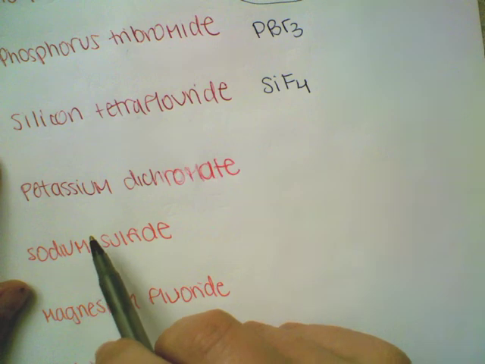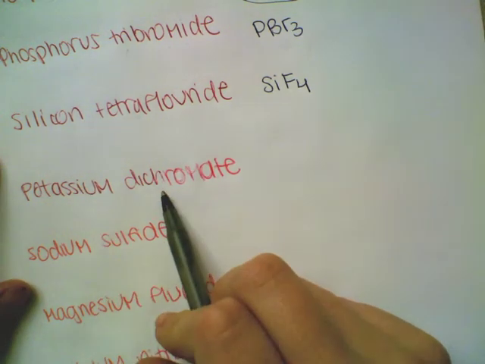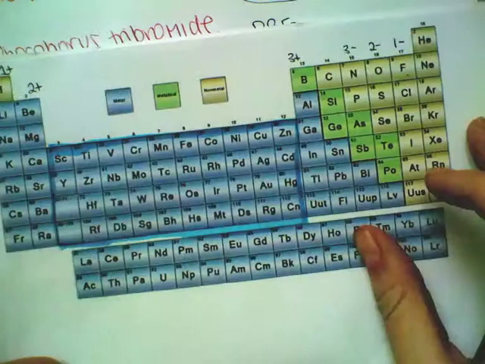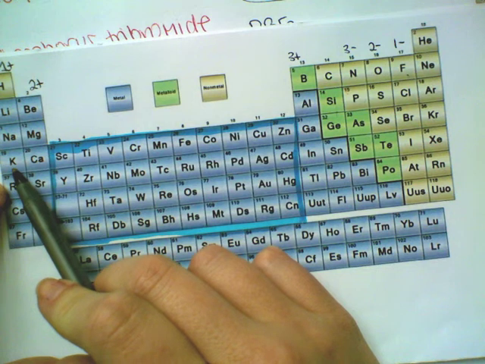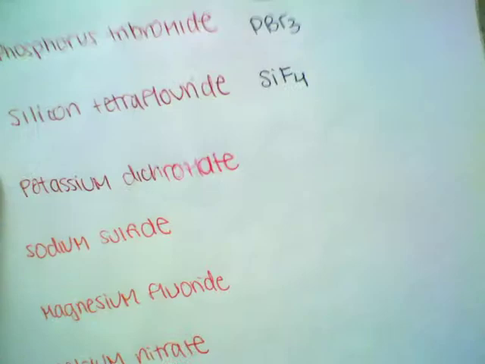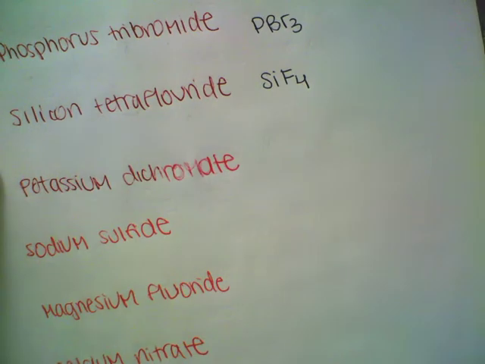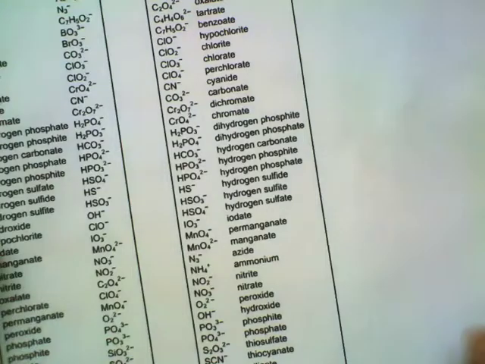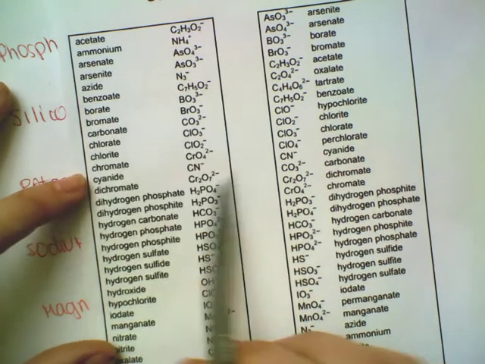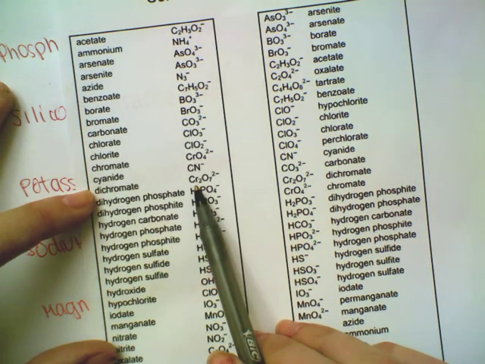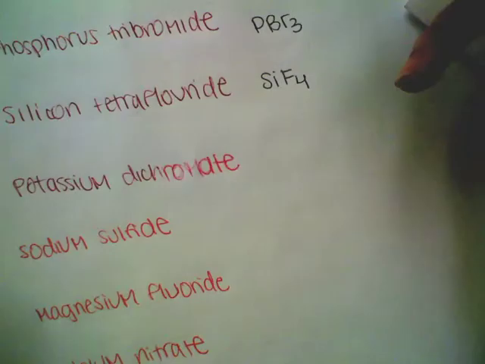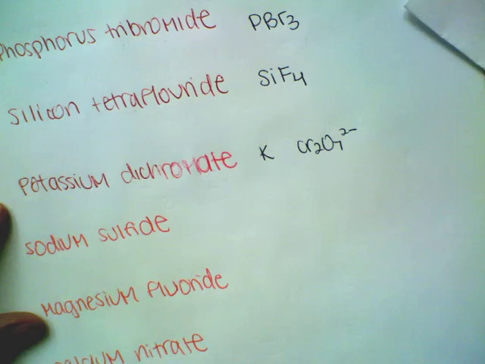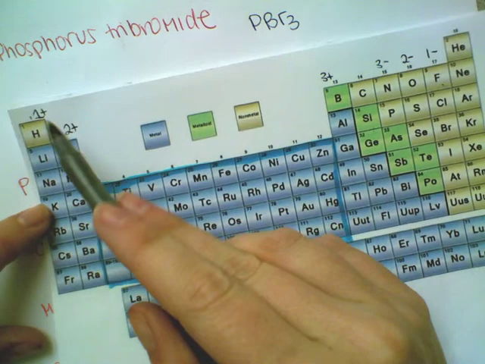The next one, I have potassium dichromate. Don't let this prefix right here screw you up, because potassium is a metal. This does not end in -ide, so I know I'm going to be looking for this on my chart for polyatomic ions. So dichromate. Dichromate is right here, so Cr2O7 with a 2- charge. And then potassium has a charge of +1.